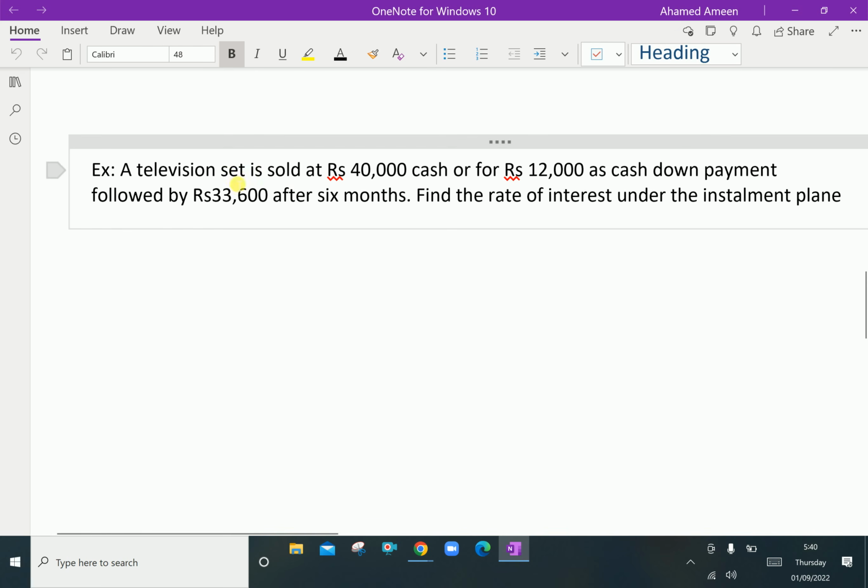Example: a television set is sold at ₹40,000 cash, or ₹12,000 as cash down payment followed by ₹33,600 after 6 months. Find the rate of interest under the installment plan. That means a customer wants to buy a television. The cost is ₹40,000, but he has to pay only ₹12,000 as down payment, and the rest after 6 months. Under this scheme, you have to find the rate of interest per annum.